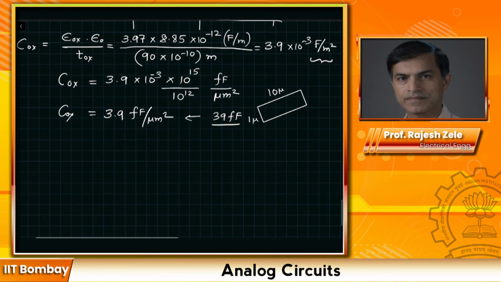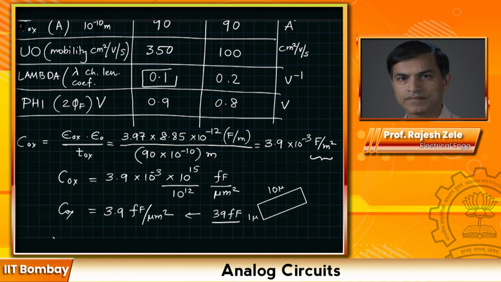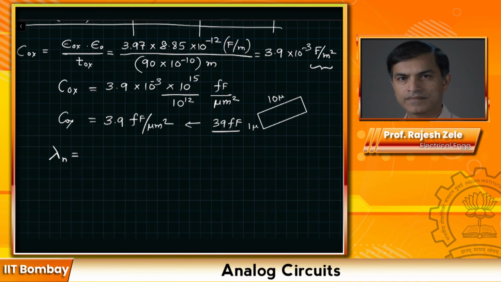Next thing we will play with is the channel length modulation coefficient, lambda. As I had described to you earlier, lambda n in this case is 0.1 volts to the power minus 1. However, it is given for a channel length of 0.5 micron. So this is 0.1 volts to the power minus 1 for L equal to 0.5 micrometer.